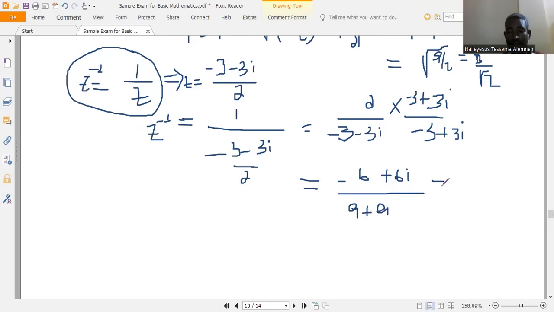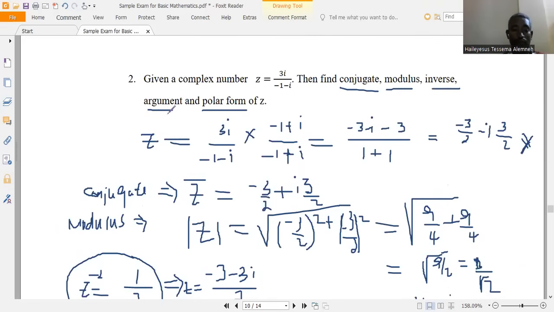Which is minus 6 plus 6i over 18. Cancelling 6, we get minus 1 over 3 plus 1 over 3 i. So this is the inverse.